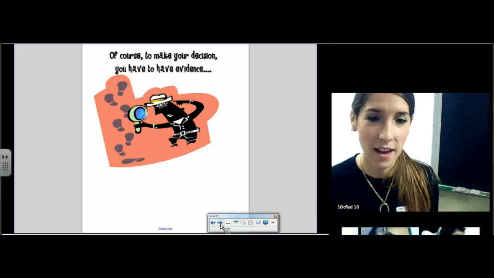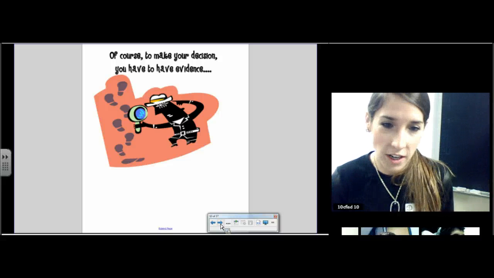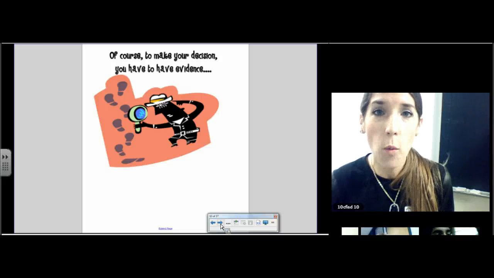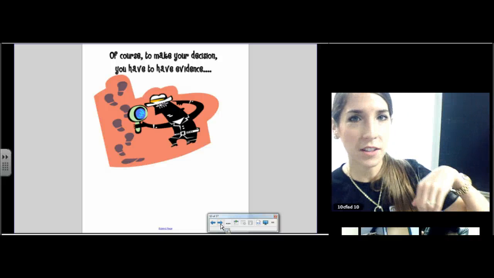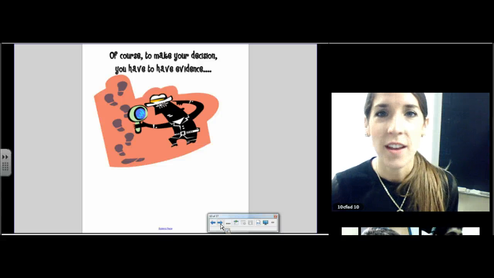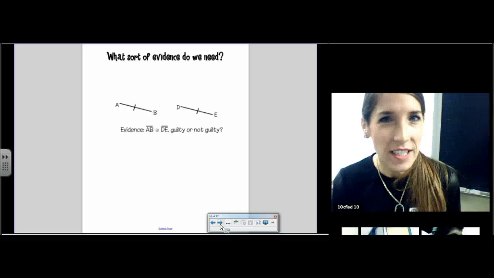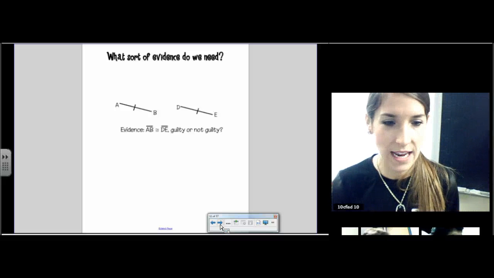Of course, to make our decision, the attorneys are going to present evidence, right? There's got to be evidence. You can't just go off of a whim. Oh, I think they're congruent, guilty. Put them in jail, right? No. You have to have evidence. So the question today is, what sort of evidence do we need?